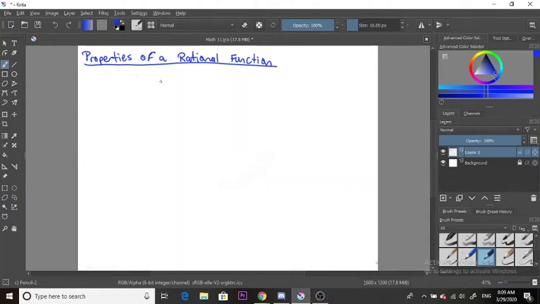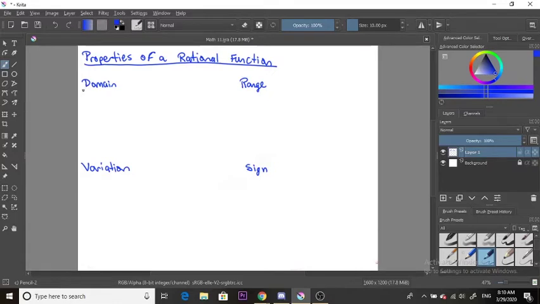So let's look at the properties of a rational function today. When we talk about properties, we're looking at a couple of things. We're looking at domain. We're looking at range. We're looking at the variation. And we're looking at the sign. So these are the four main properties that we're going to be looking at. Obviously, the zero and the initial values are properties as well, but I've covered those already in separate videos.